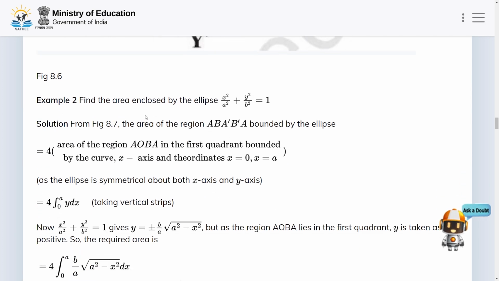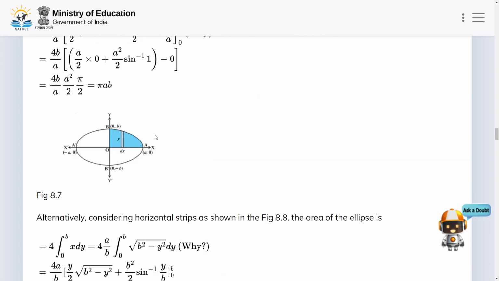Now we have to find the area enclosed by the ellipse x square by a square plus y square by b square equals 1. The same approach we will be applying here. Let me first show you the visual representation, which is this. We will find this blue colored area and then multiply it by 4. You will get the whole area of the given ellipse.